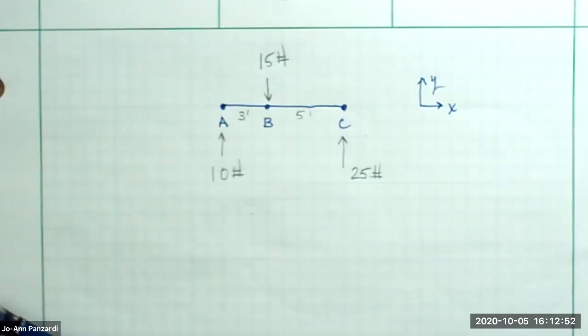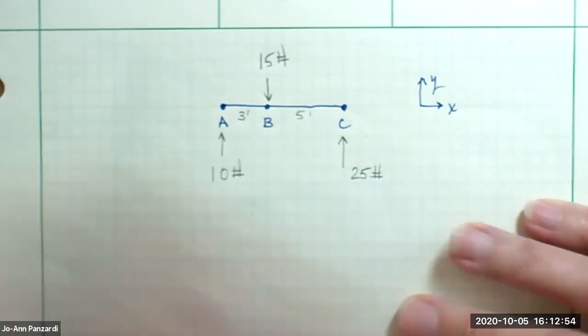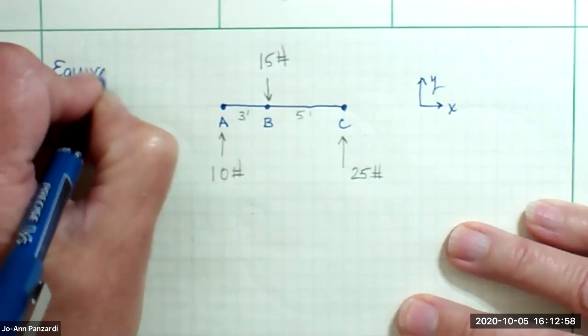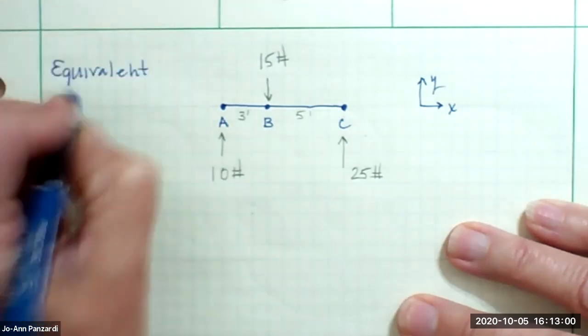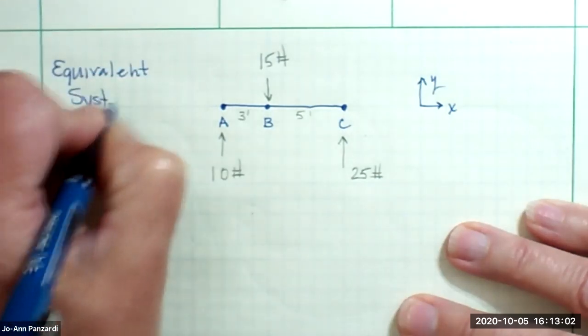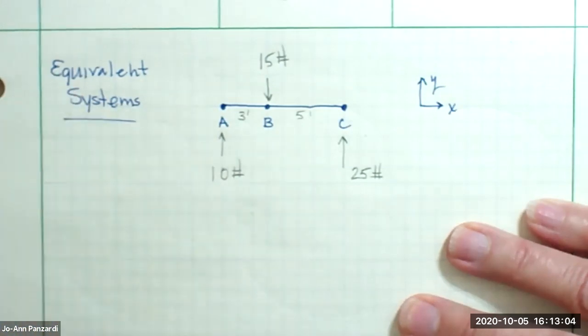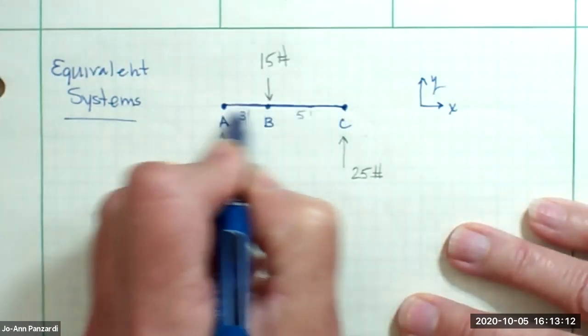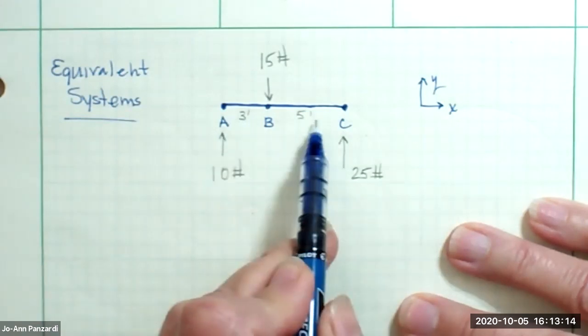Hey everyone. The topic that we're covering today is called equivalent systems. So we're going to start looking at equivalent systems by looking at a beam. And this beam is a horizontal member that is 8 feet long.